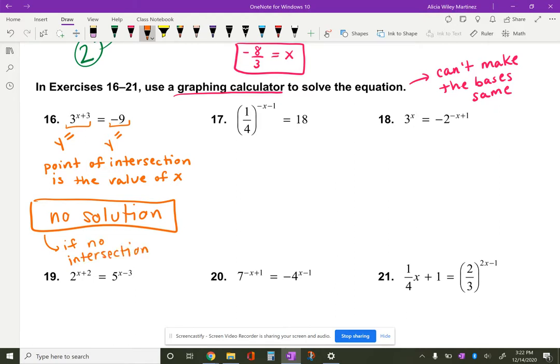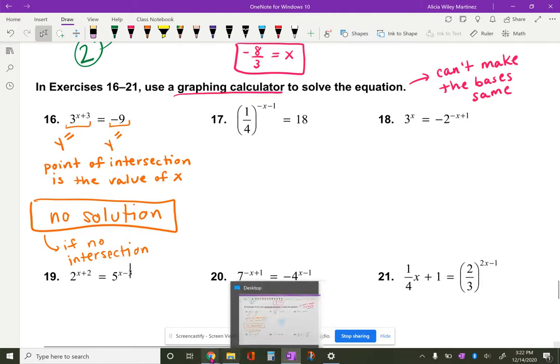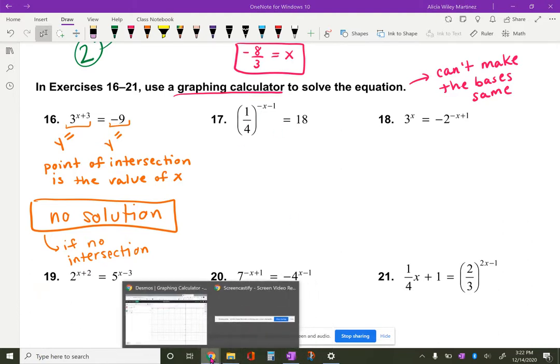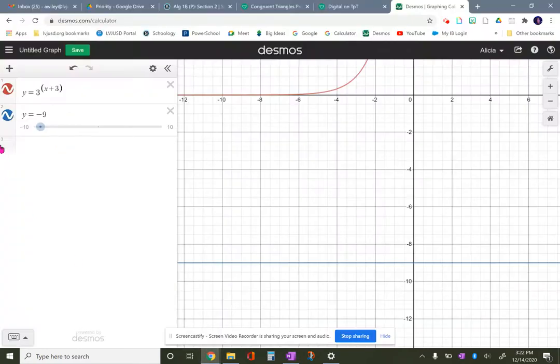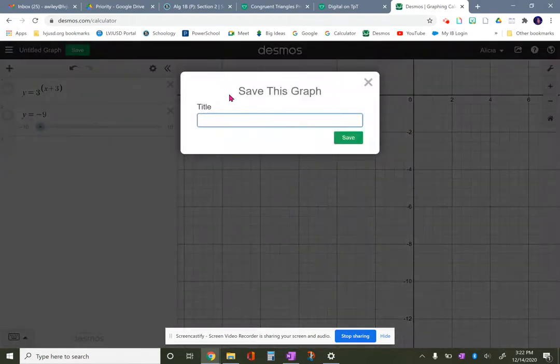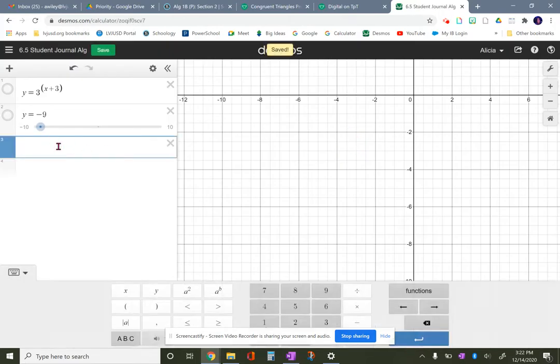Okay, so let's look at number 17. On number 17, going back to Desmos, if you want these graphs to go away, you just unclick. And I'm going to save this because I'm going to call it 6.5 Student Journal Algebra. I'm going to save it. There we go, in case I need to go back.